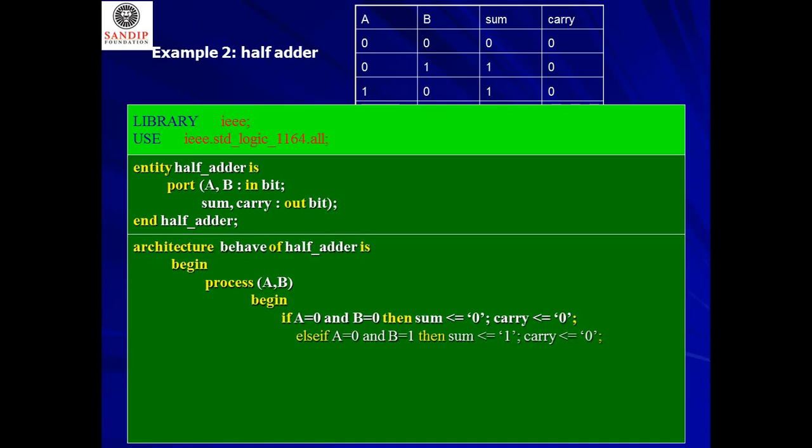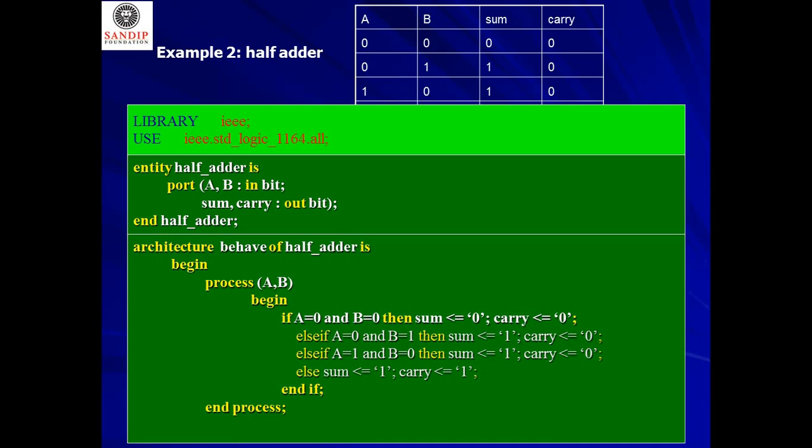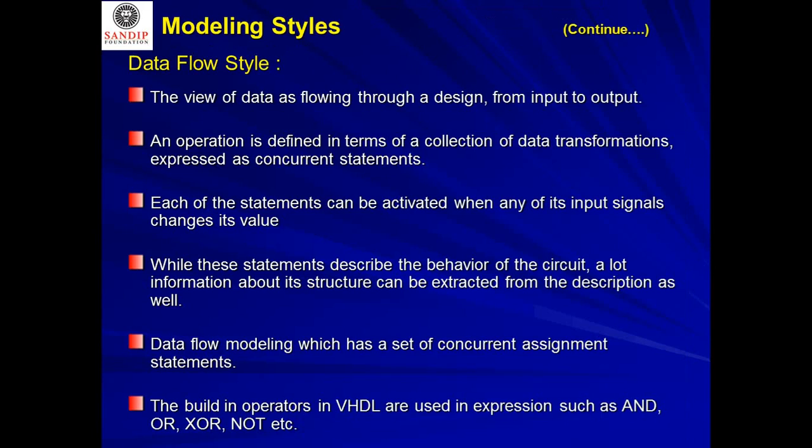0. All the numerical values you have to show in single apostrophe. Third condition, else if a equal to 1 and b equal to 0, then sum is assigned 1 and carry is assigned 0 semicolon. The last condition you have to write by using the keyword else. Else sum is 1 and carry is 1. End if, end process, end PO.